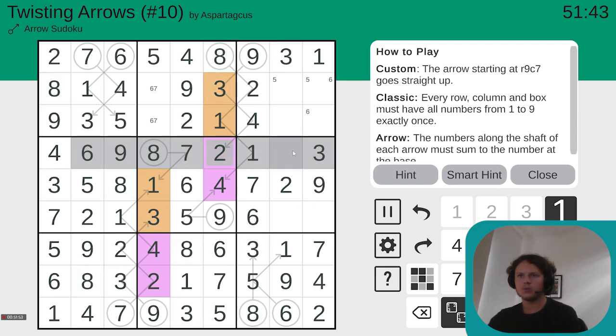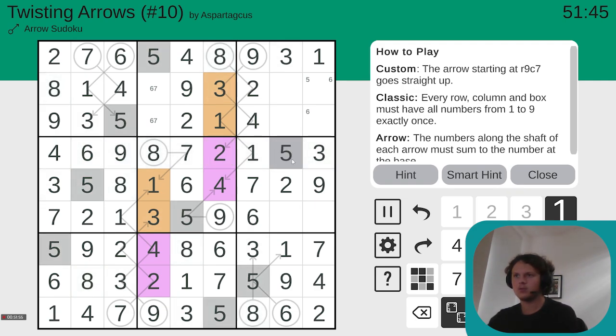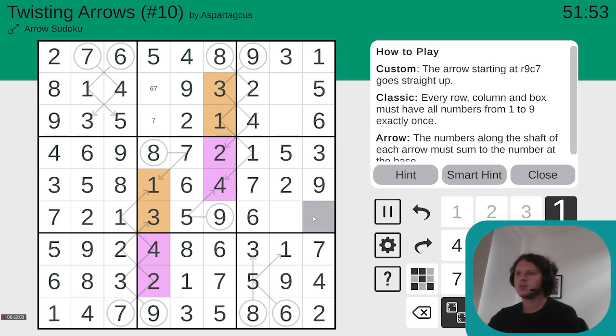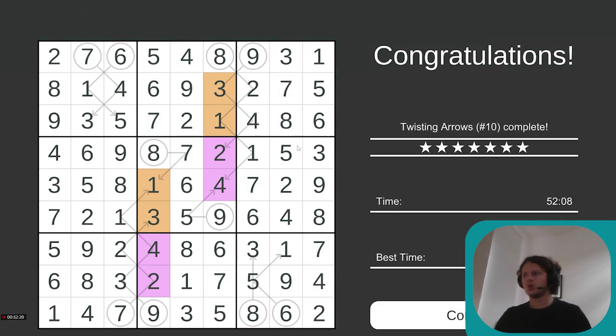In this row we are missing a 5, which puts a 5 up there and a 6 in there. What are we missing there now? 8. And now in the box we are missing a 4. That's now 7 and a 6 up there. In the row we are missing a 7, and that means our last digit here is an 8. Cool.